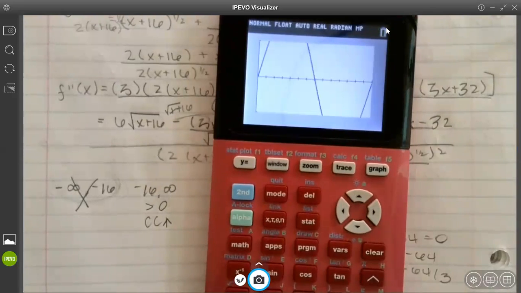What is a point of inflection? Right, so it's a point where things change, but it's still increasing or decreasing, so that doesn't change at all.